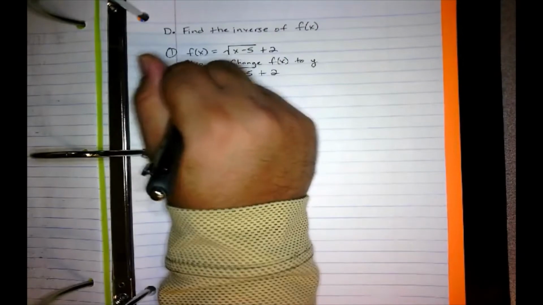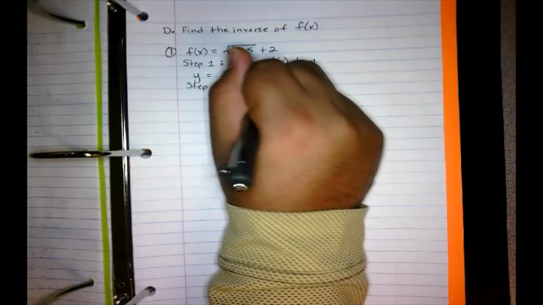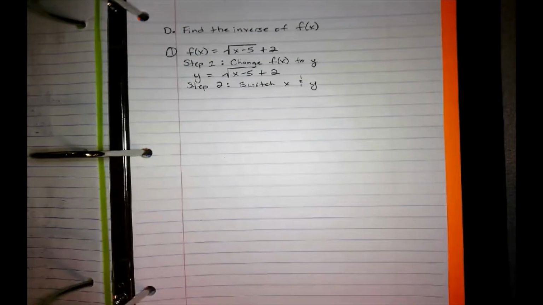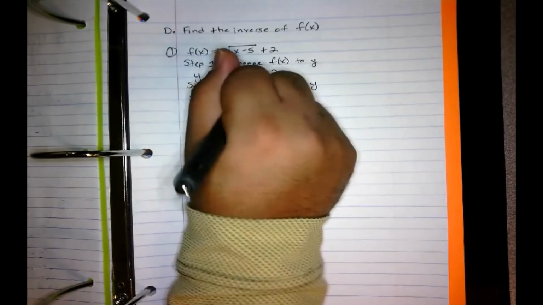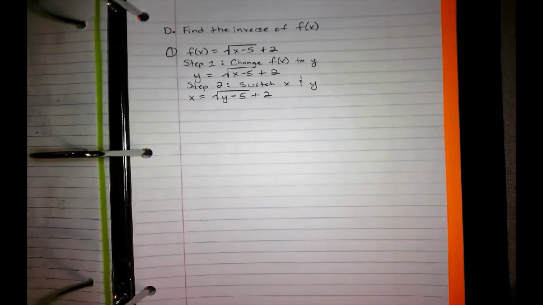Step 2 is to switch x and y. Switch x and y. Now my new equation is going to say x equals the square root of y minus 5, plus 2. So now I just have to get my y by itself. We just use the rules that we have from the other ones.